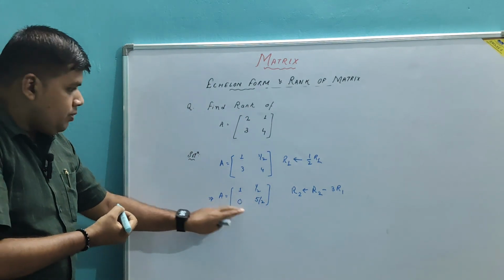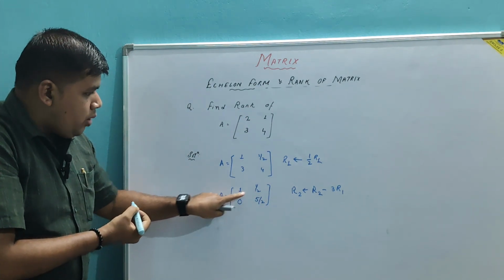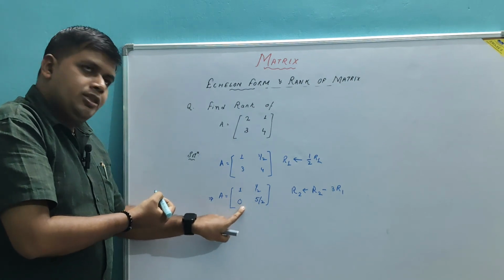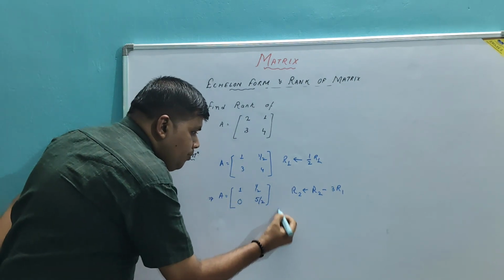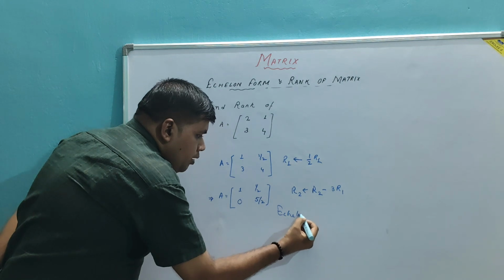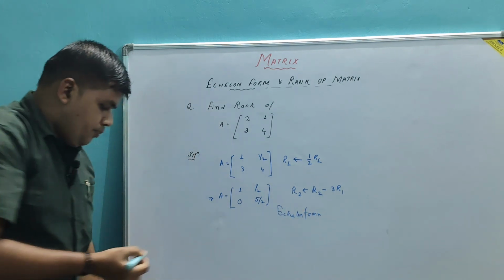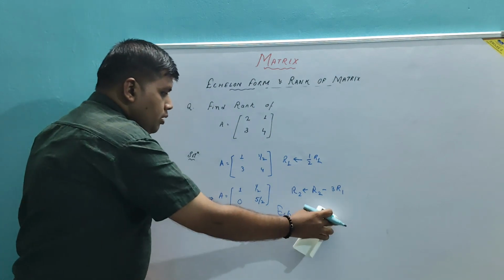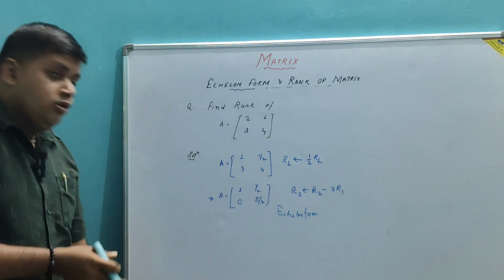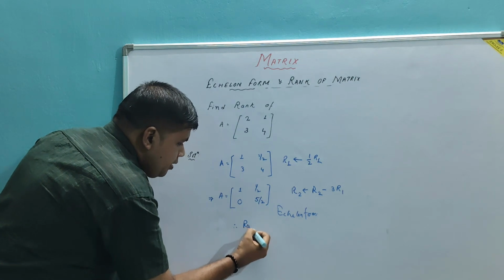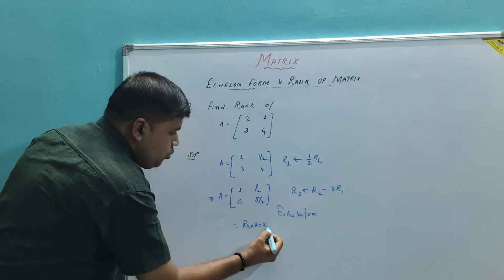Now it is in echelon form. The first row is having 1 and 1 by 2. Second row is having 0 and 5 by 2. It is leading by a 0. So therefore it is in echelon form. And now we have to see how many rows are there which are non-zero. So there are 2 non-zero rows. Therefore rank is equal to 2.